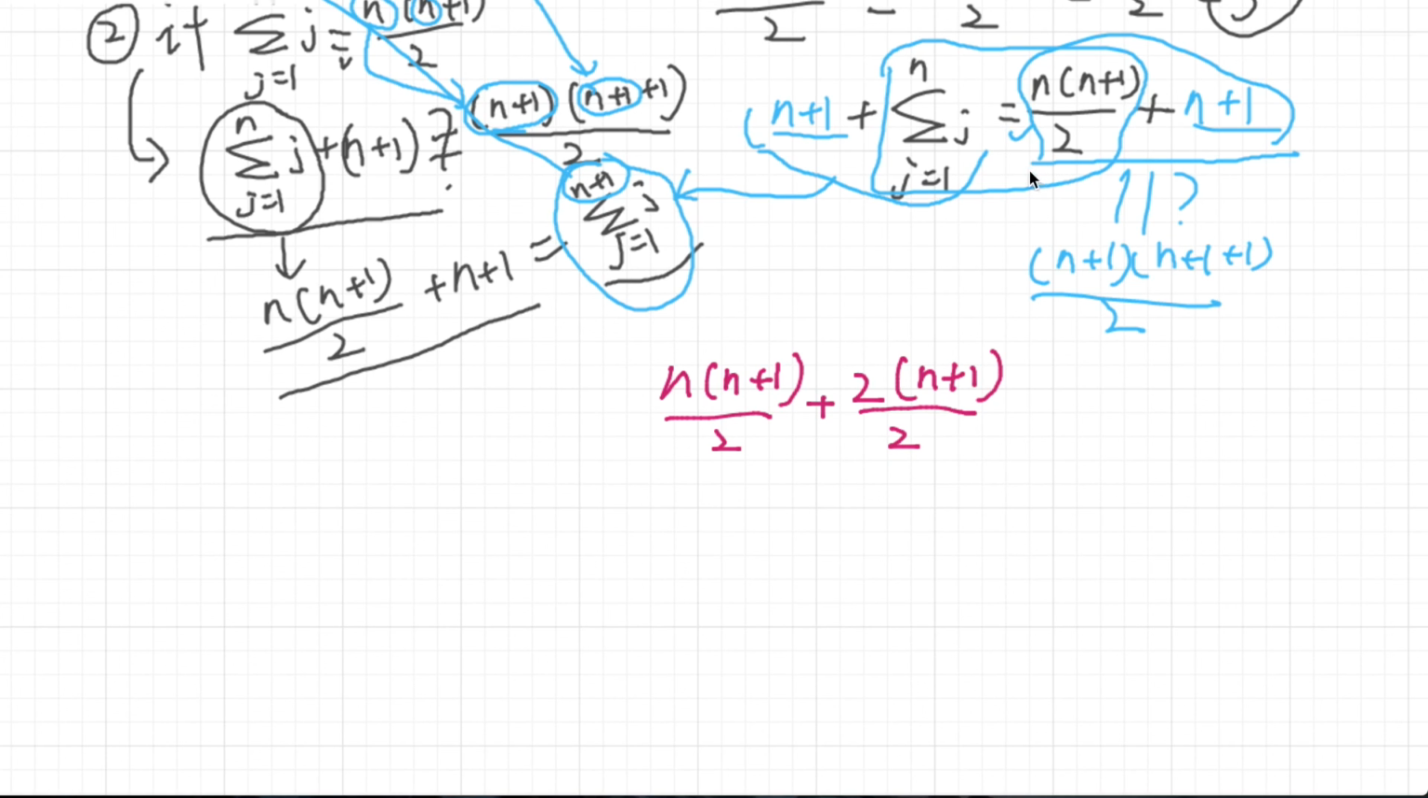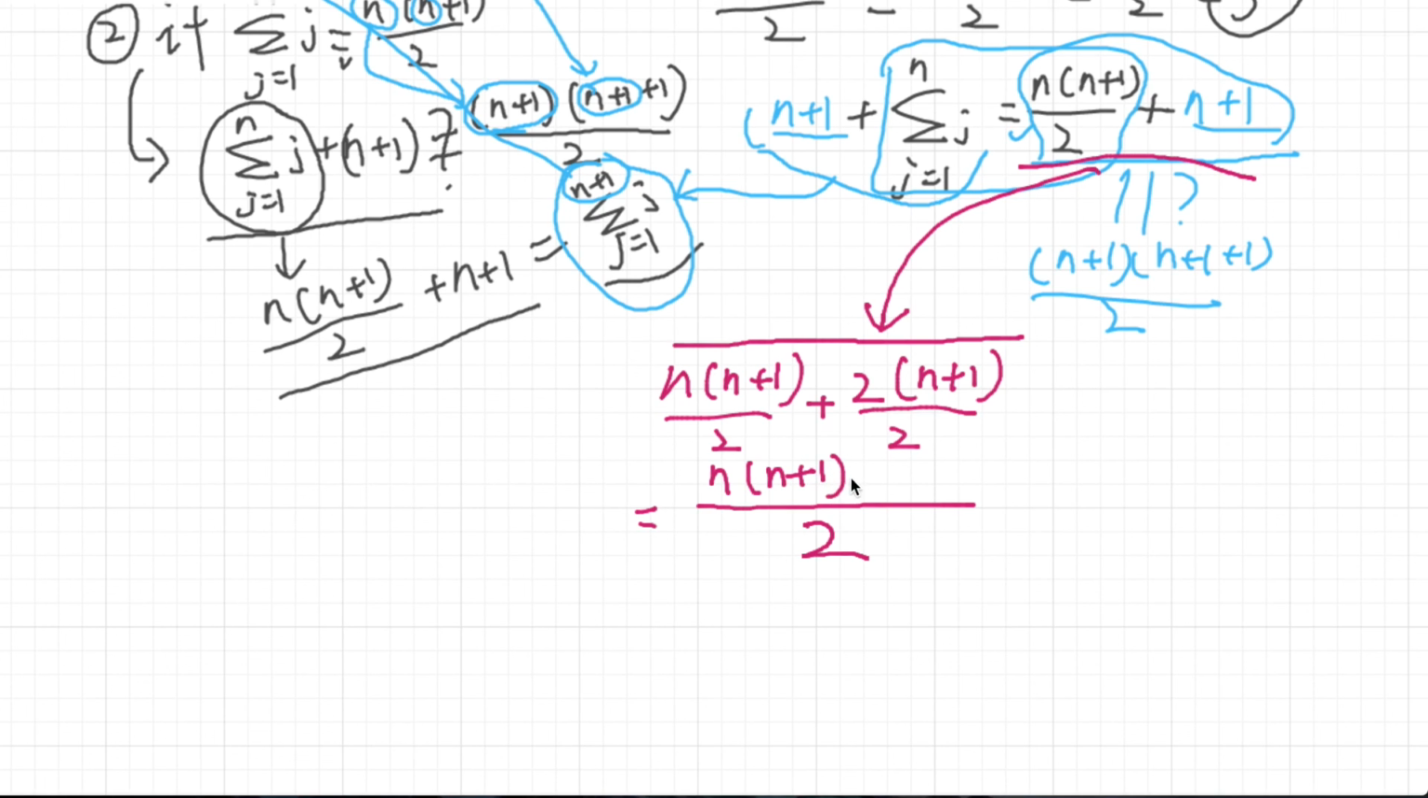And we're just doing this so that we can have 2 as the denominator in both cases, and then we can simplify by having 2 on both sides. And then we can just say n times n plus 1 plus 2 times n plus 1.